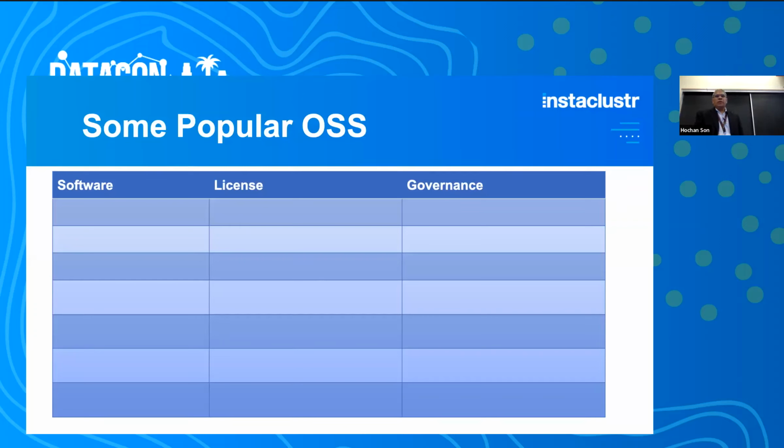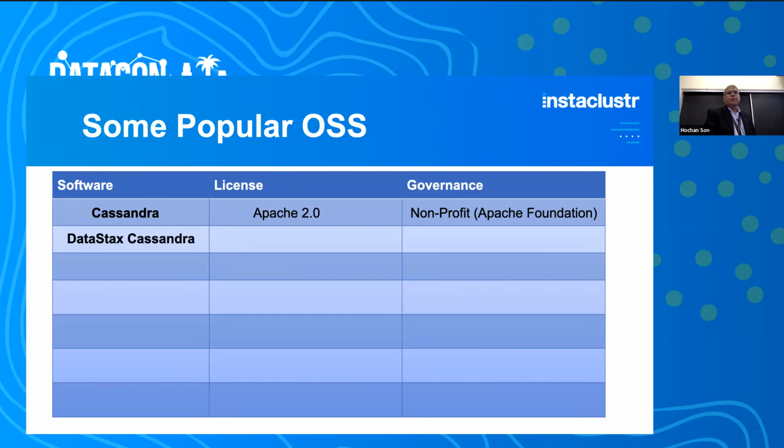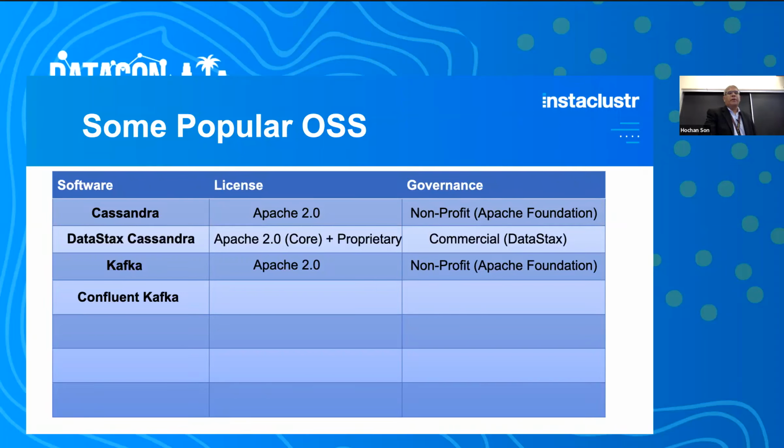So some of the popular OSS software and their licensing: Cassandra, okay, it is Apache 2.0. The governance is, again, a nonprofit foundation. DataStax Cassandra, on the other hand, the core is Apache 2.0, which is free, but they added some proprietary features, and it's a commercial company. Kafka, same, Apache 2.0, a nonprofit. Confluent Kafka, again, same thing, Apache 2.0 core plus proprietary software, commercial company.